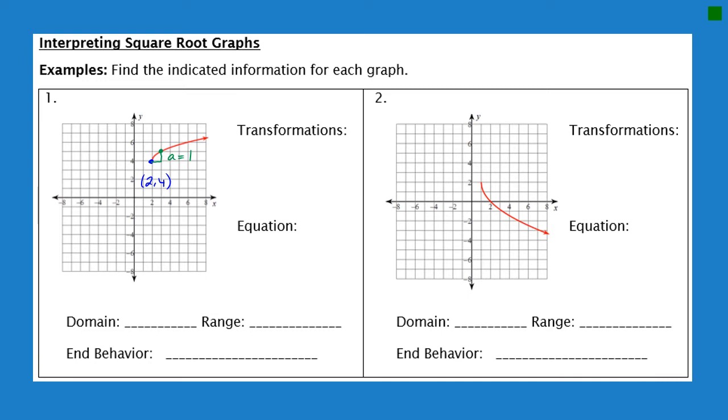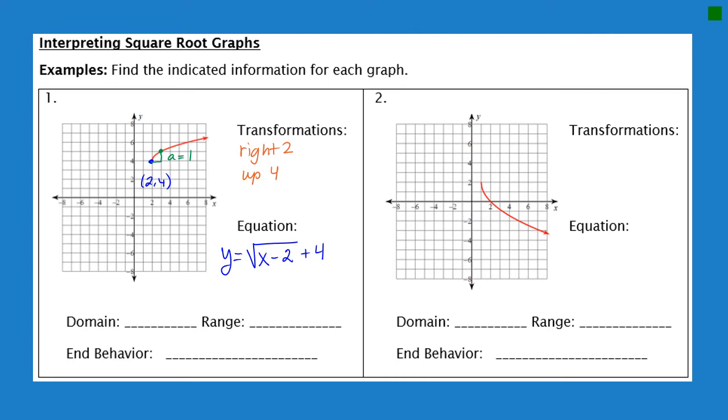So as far as my transformations go, I want to write that I'm going right 2 and I'm going up 4. And that's all that's happening. I don't need to write anything about the a value. My equation doesn't need an a number, so I can go straight to my square root. Since I'm going right 2, I want to use x minus 2, and then up 4 would be plus 4.